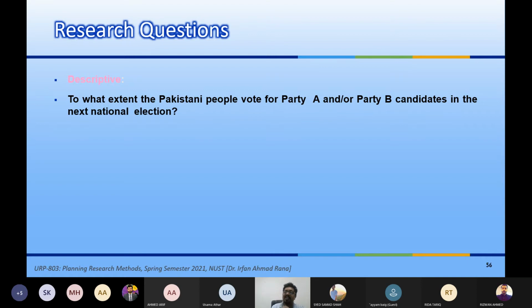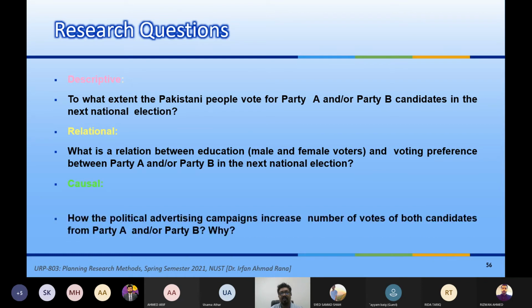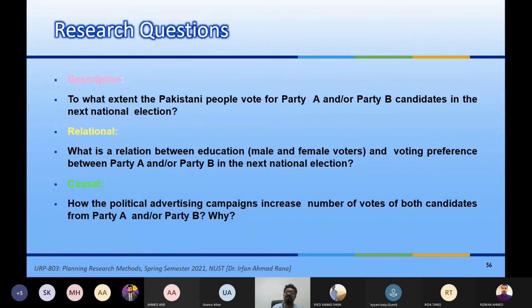This question directly relates to your whole research design study. So, descriptive: to what extent do people vote for which party? Then there is relation: what is the relation of education, maybe gender, maybe socioeconomic factors, to your election, who votes for which party? That is relationship identification. Or why do certain parties get votes? For example, how political campaigns can help in catching the votes for party A and B. So that is a causal relationship. These are different questions based on research design.